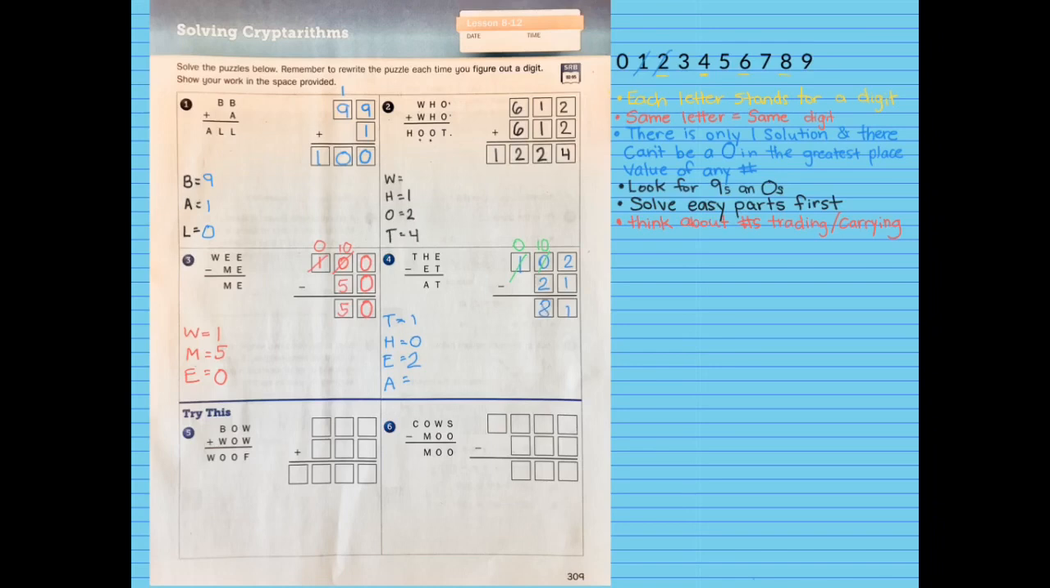So wait a minute. Would this actually work out? Would 102 minus 21 equal 81? Yeah, it works out. So what is the variable for A then that we've discovered? Yeah, A would be 8. That works. That's it. Wow, how about that?